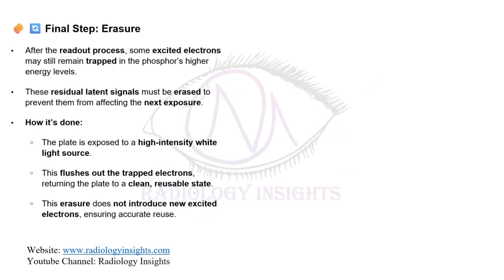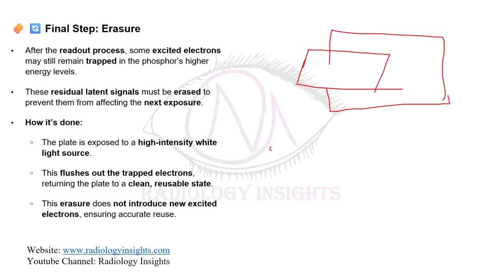Next, finally, if you see the trapped electrons, there are many trapped electrons. Most of the trapped electrons will return back to their original state, definitely. But there will be few electrons which are still trapped in the higher energy state only. So there might be few electrons still trapped in the higher energy state. When the electrons are still trapped, and if you try to re-expose this film for another patient, these all will result in fog of the X-ray film.